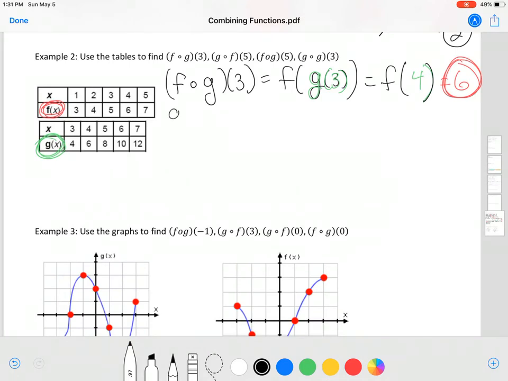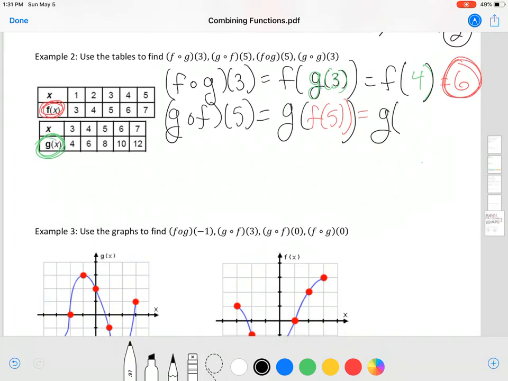The second part is g of f of 5. So I'm going to find f of 5 first. And let's see, since I'm finding f, I'm going to look at the red table. And I want to find the value of f when x is 5. So that would be 7. So I'm going to replace f of 5 with 7.